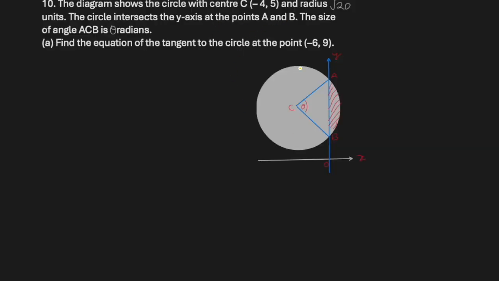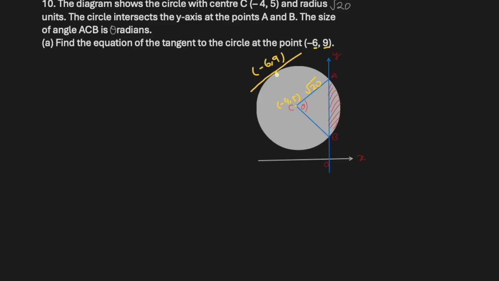The diagram shows a circle with center (minus 4, 5). So (minus 4, 5) is the center here. And the radius is square root 20. The circle intersects the y-axis at A and B. The size of angle ACB is theta radians. Find the equation of the tangent to the circle at (minus 6, 9). So if the center is minus 4, then (minus 6, 9) will be somewhere here. So we have to find the equation of the tangent at this particular point.